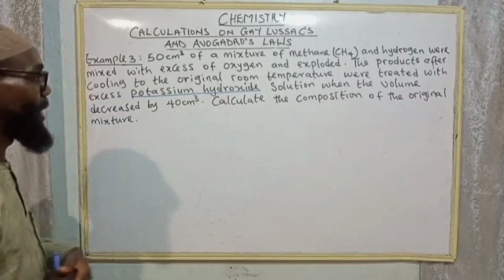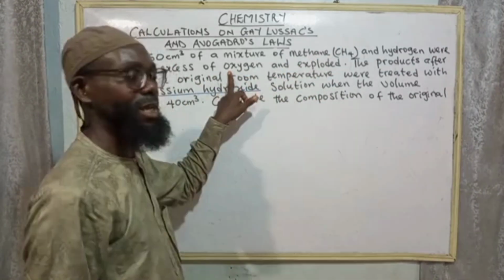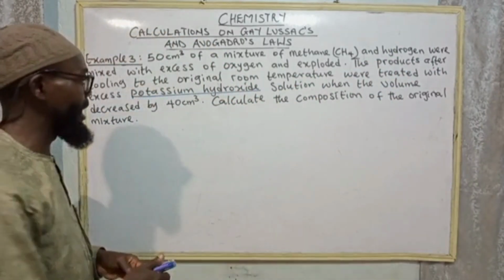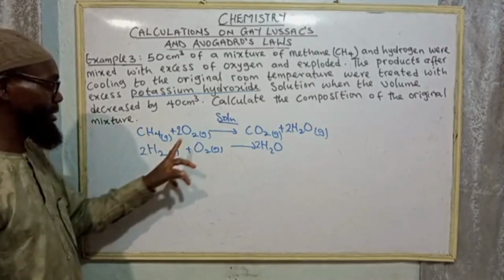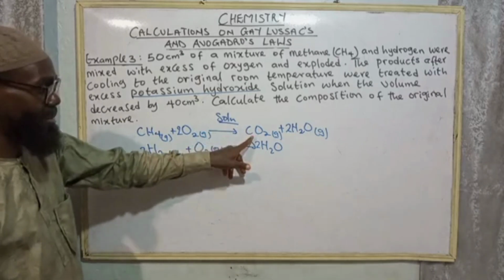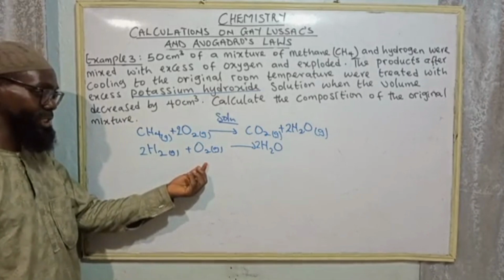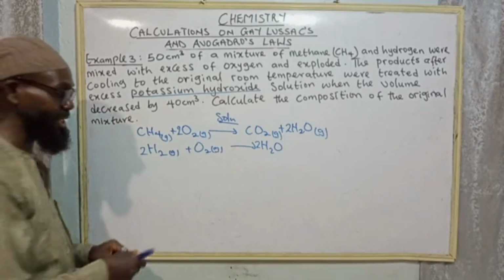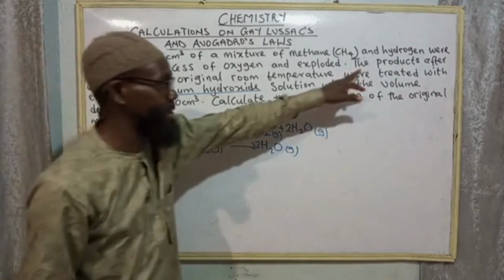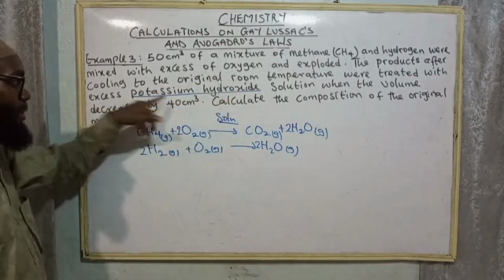But when we look at this very well, methane is going to explode separately with oxygen. Likewise, hydrogen will explode separately with oxygen. Here we have, now methane reacts or explodes with oxygen to give carbon dioxide and water vapor. Likewise, hydrogen is going to explode with oxygen to give water vapor separately in this case. Now, they told us that the products after cooling to the original room temperature were treated with excess potassium hydroxide.